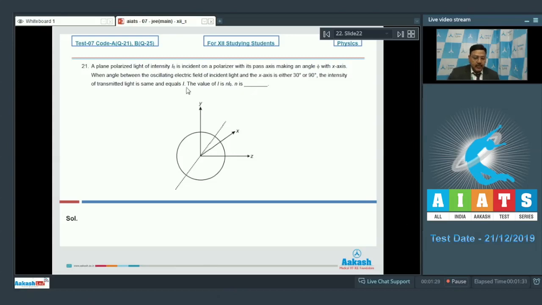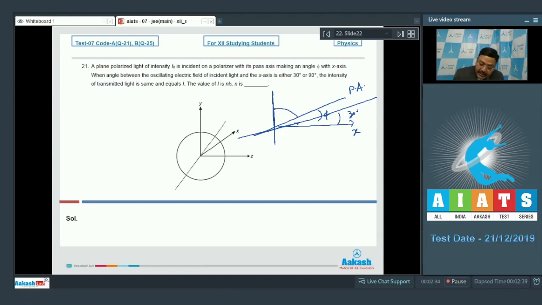N is, okay, so the question is from the topic polarization, and let's assume that the pass axis makes angle phi with x-axis. In fact, it is stated in the question. So let's say this angle is phi and this is the pass axis of the polarizer, right? Now when the oscillating electric field makes angle 30 degree with x-axis or 90 degree, the intensity of transmitted light is the same. So let's assume that this angle is 30 degree. So when the electric field oscillation is along this line or when it's along this line, in either case the intensity of the transmitted light is equal.